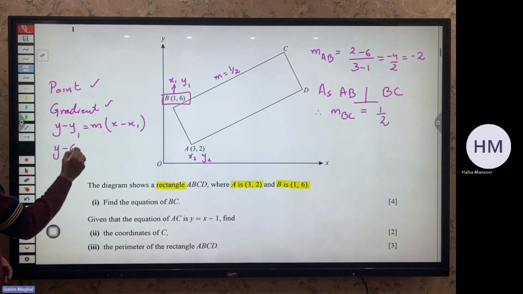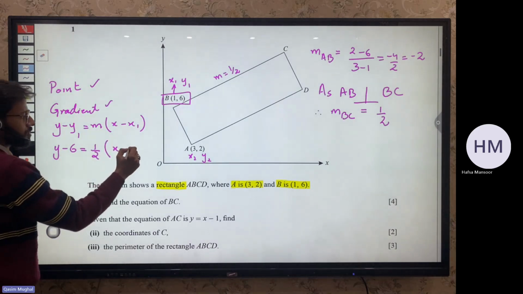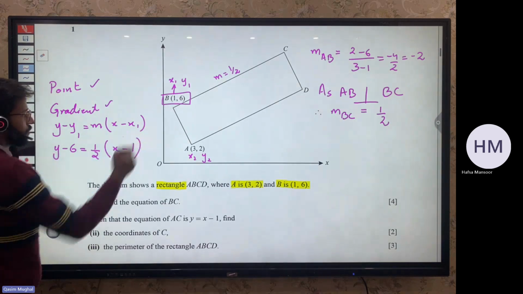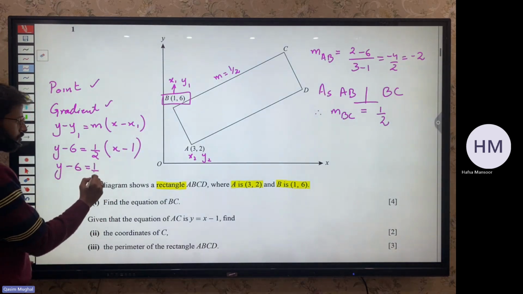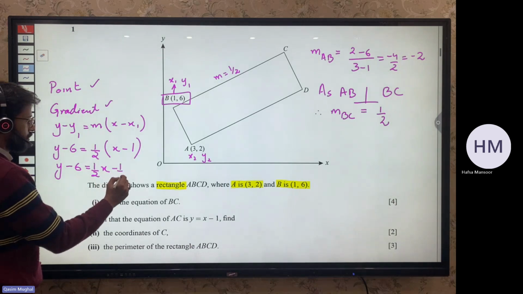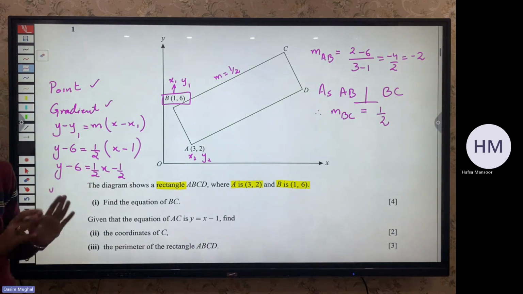So it is going to be y minus 6 equals m, which is 1 over 2, times x minus x1, where x1 is the x coordinate, which is 1. So y minus 6 equals 1 over 2x minus 1 over 2, and even if you want to leave it like this, that's fine.